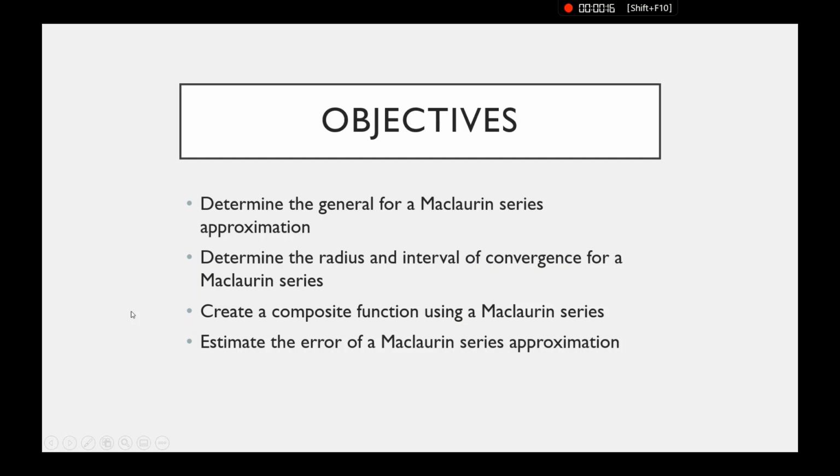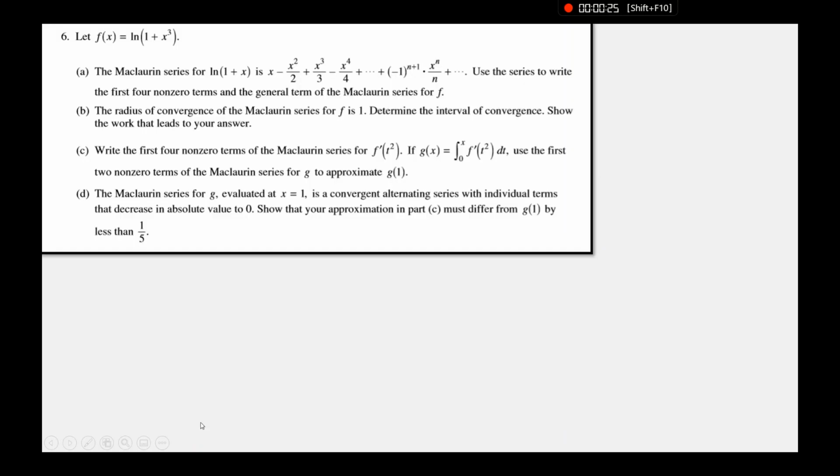So we're doing the general form for Maclaurin series, radius and interval of convergence, working with composite functions, and estimating the error, as given here. Okay, so we've got our f of x is the natural log of 1 plus x cubed. And we're also given what the series for the natural log of 1 plus x would be.